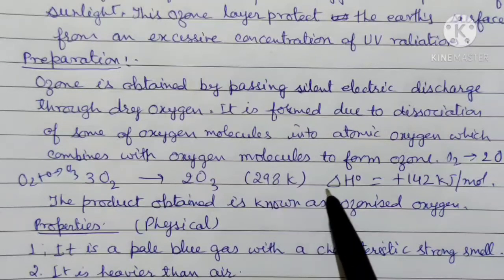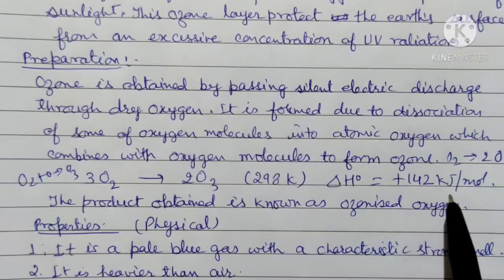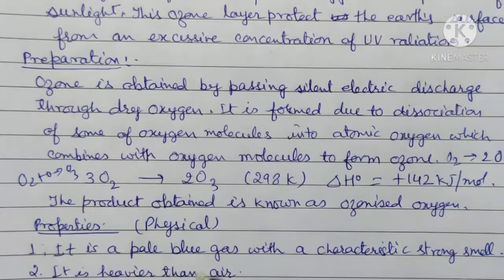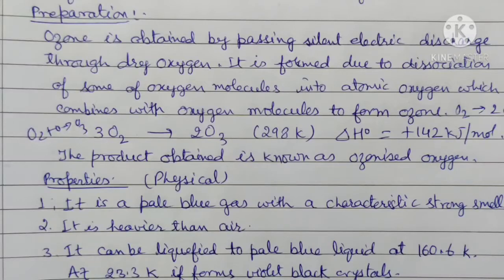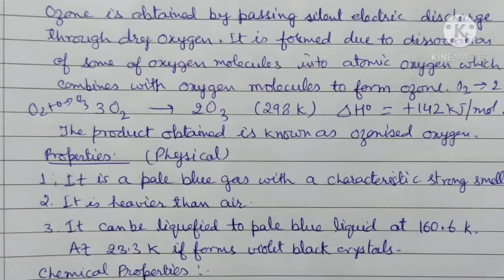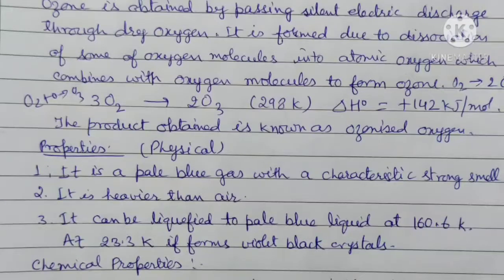At 298 Kelvin, the enthalpy for the reaction is plus 142 kilojoule per mole. Since the formation of ozone from oxygen is an endothermic process, it is necessary to use a silent electric discharge in its preparation to prevent its decomposition. That's why we are using the silent electric discharge here, because this reaction is endothermic in nature. So this is the laboratory preparation of ozone.